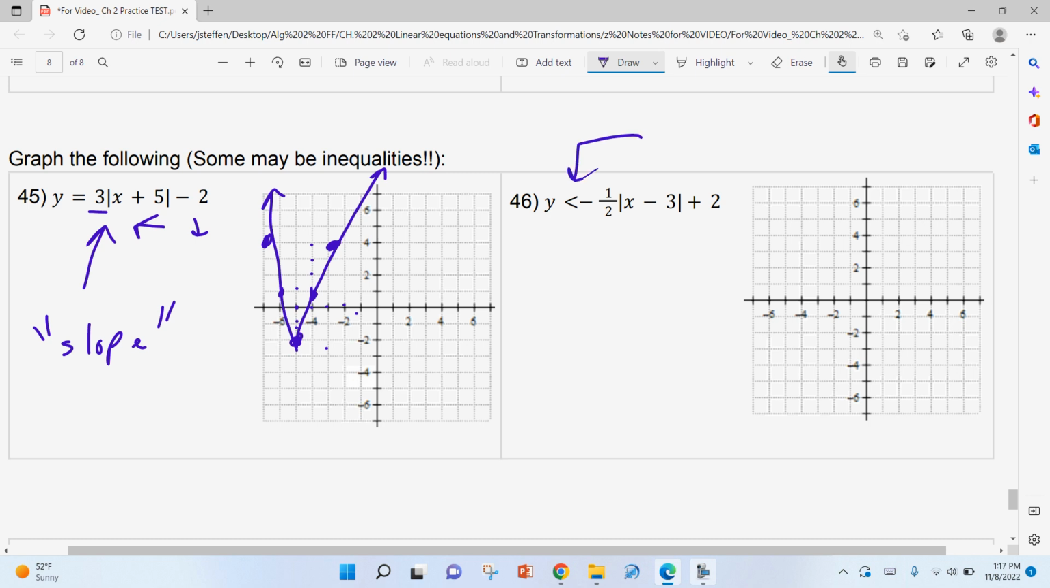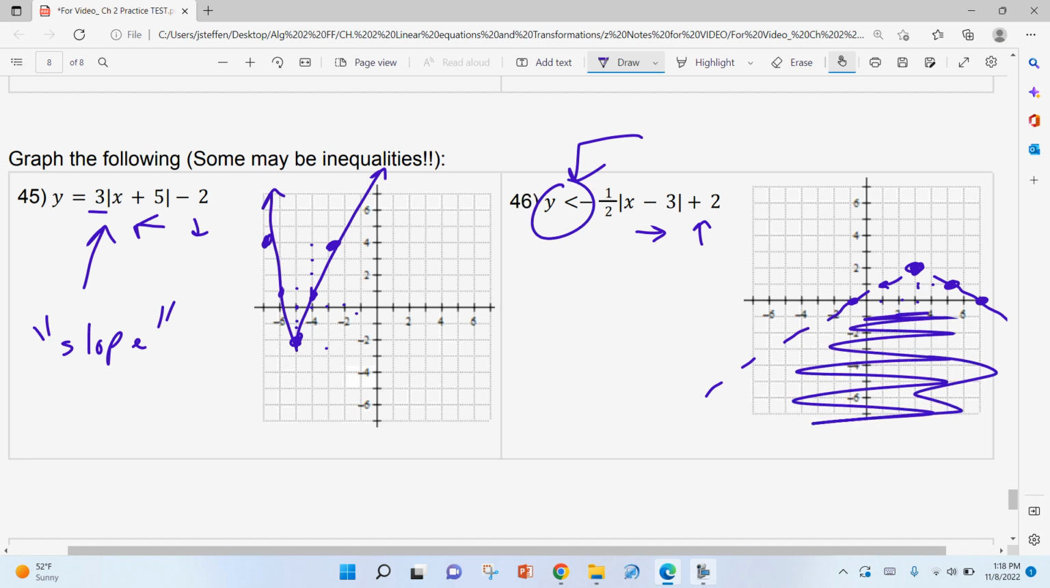Then again, this is an inequality, so just be careful, but it doesn't mean a lot different. I go to the right 3 and then up 2. So right 1, 2, 3, up 2. So that's my vertex. Then my slope is -1/2. So again, the negative means it opens down, but you can use it with your slope. -1 over 2, so down 1 over 2. And then again, do the opposite to the other side. Down 1 over 2 to the left. This is a dotted line. And then y is less than, which means we go under our vertex, which is inside our absolute value.